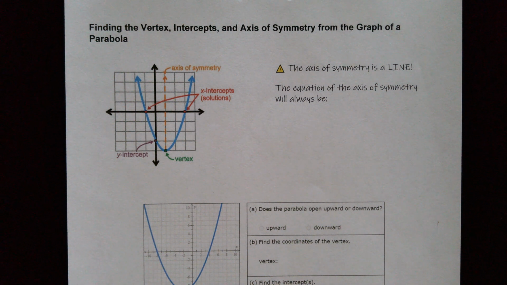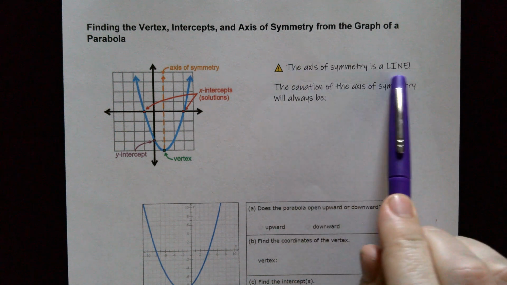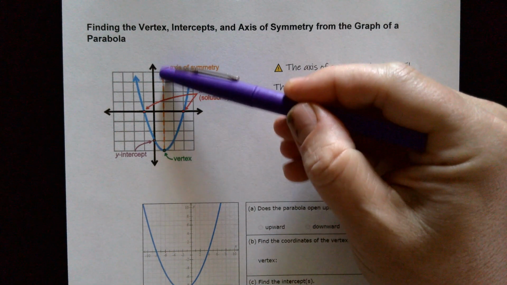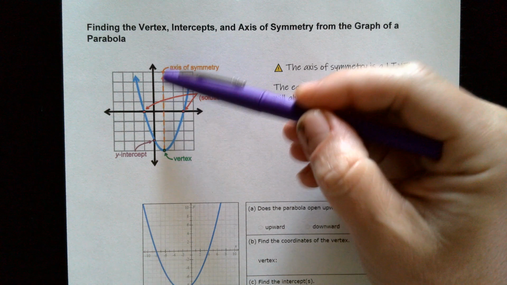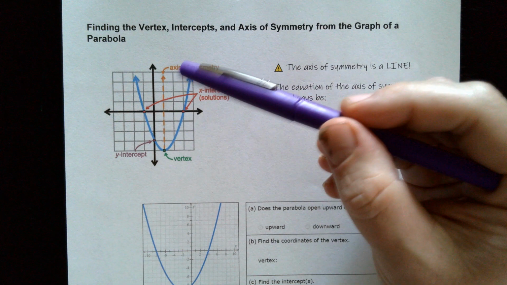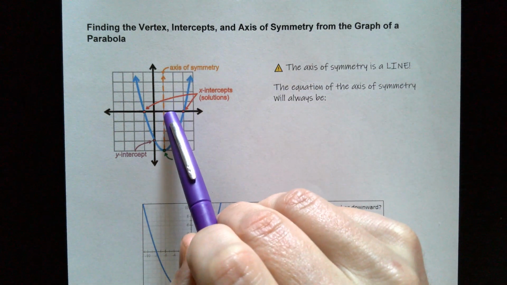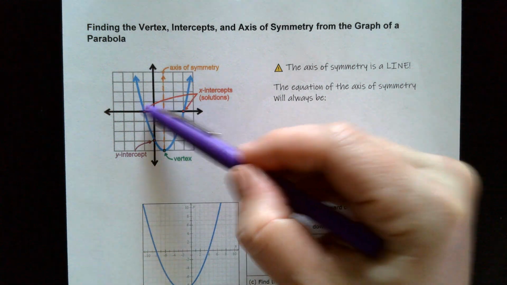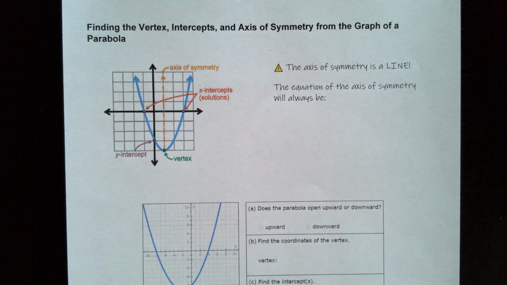In this video, we're going to be finding the vertex, intercepts, and the axis of symmetry from the graph of a parabola. Let's keep in mind that the axis of symmetry is a line. That's this line right here. It's going to be a line that goes through a point on the x-axis. On this particular problem, it's going through x equals 1, so x equals 1 would be the axis of symmetry.